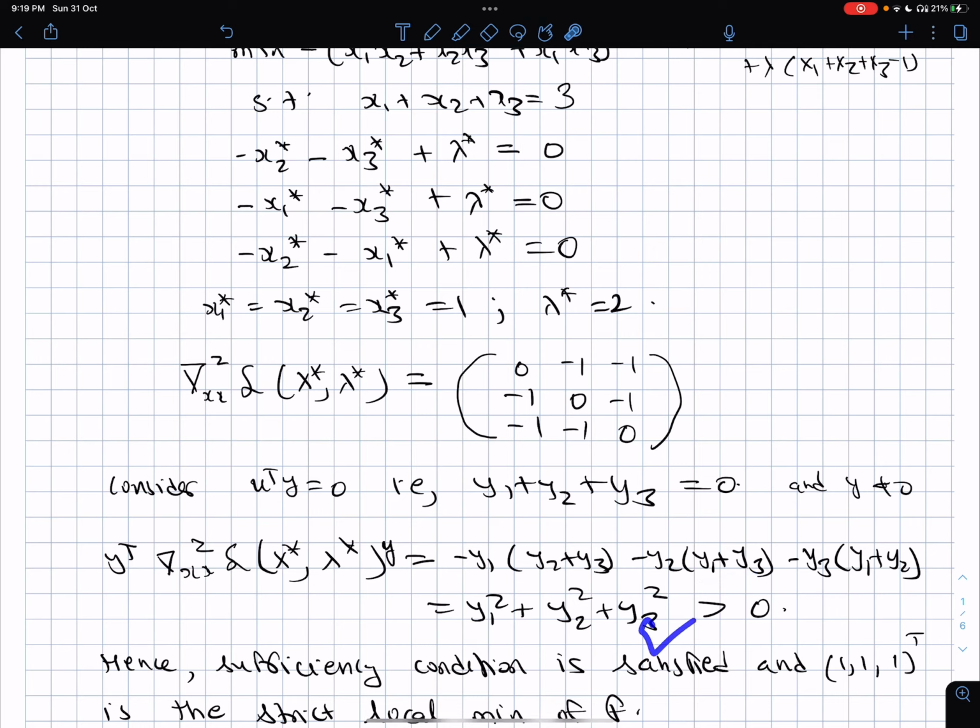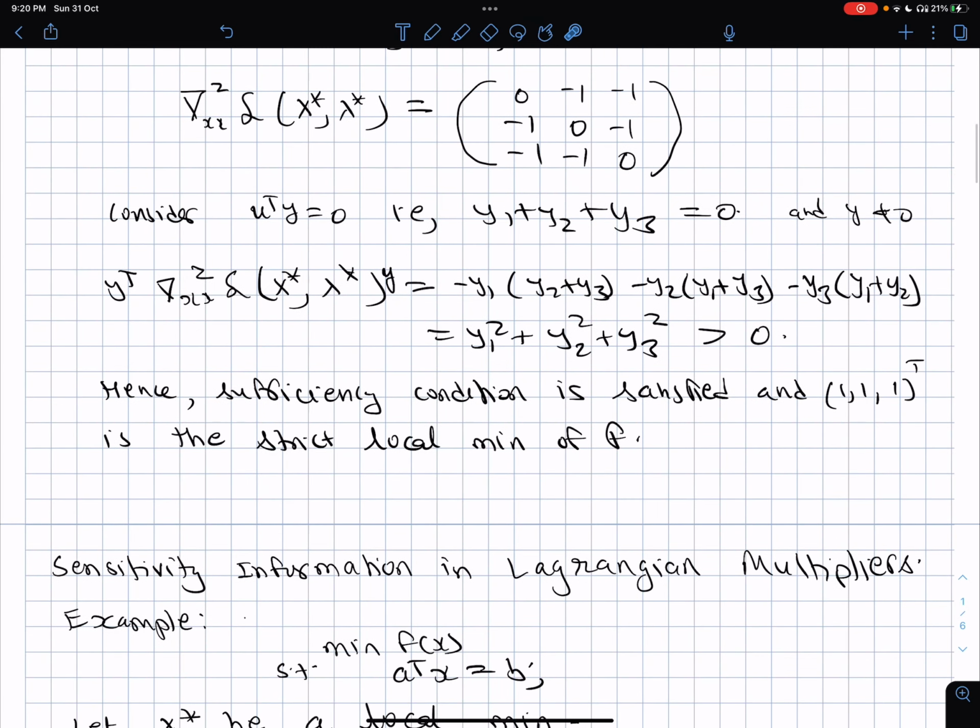And since the y vector should be a non-zero vector, it is now clear that this will be strictly greater than 0. Hence, first order conditions are met, second order curvature information on the appropriate null space is positive. So the sufficiency condition is satisfied, and 1 1 1 is a strict local minimum of f. So this is important. If you just stop at necessary condition, that's not good enough. If the necessary condition is satisfied and the function is convex, of course, then it should mean that it is a local minimum.